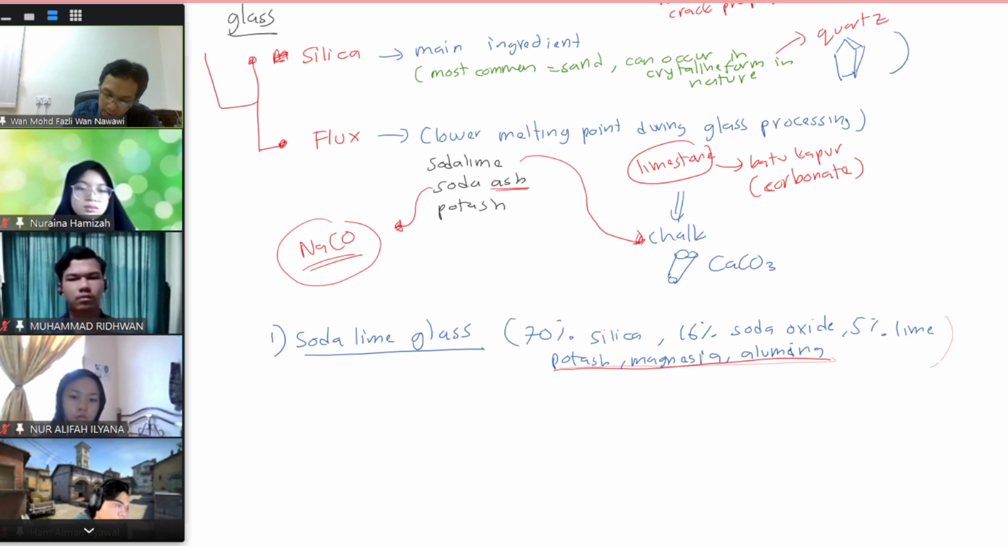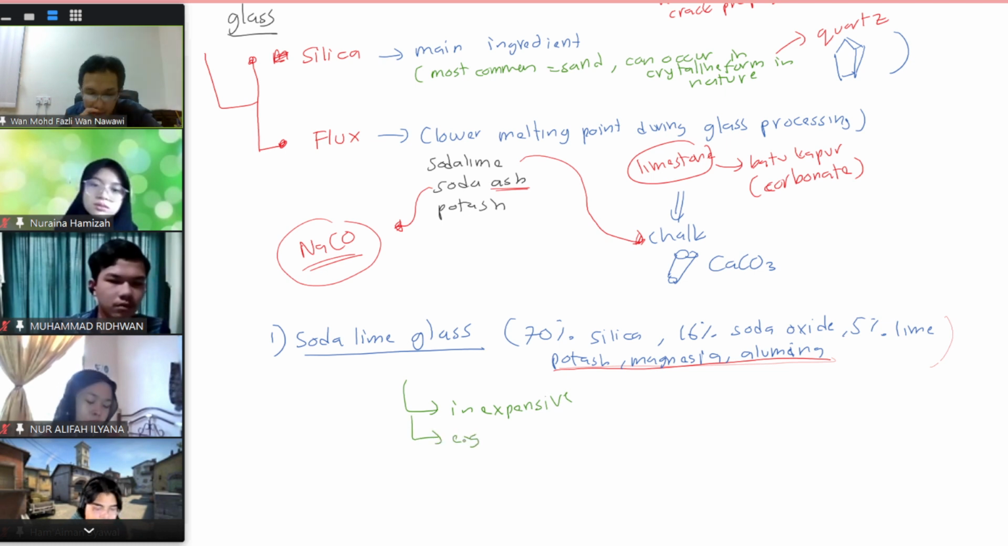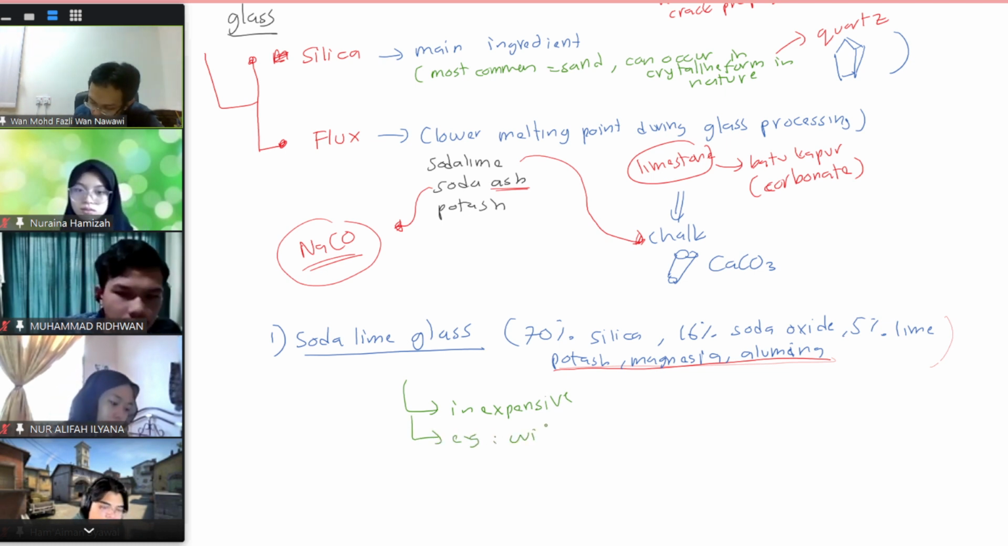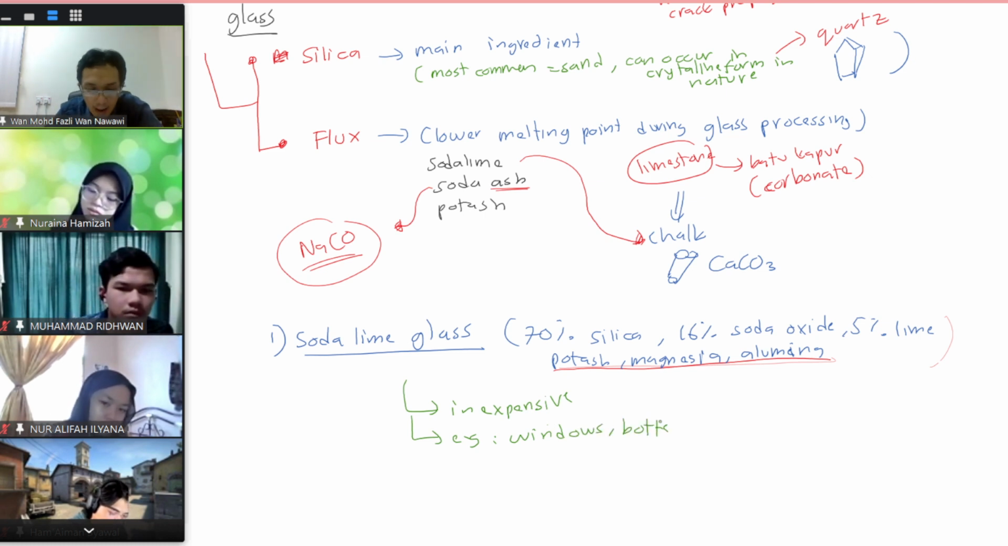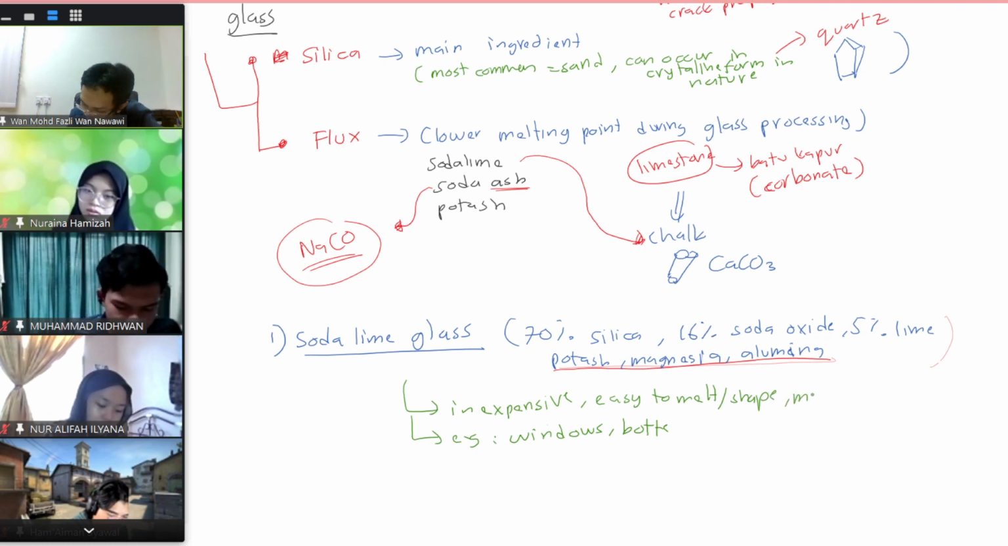So the advantage of this glass is that it is inexpensive lah. Examples of this glass are basically windows, and bottles, making bottles. So that is the thing lah. The advantage I put in green here: it is inexpensive, and also easy to melt and shape, and also the most widely used. So that's one advantage of this soda lime glass.